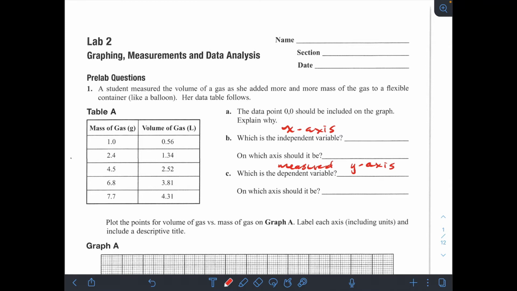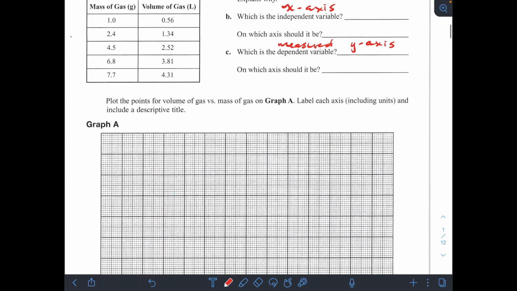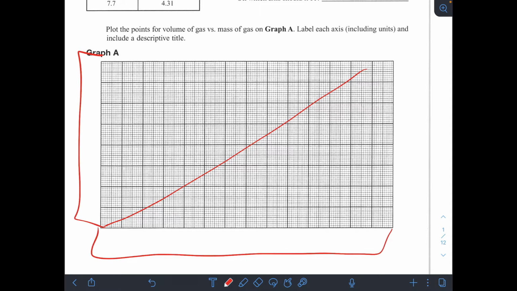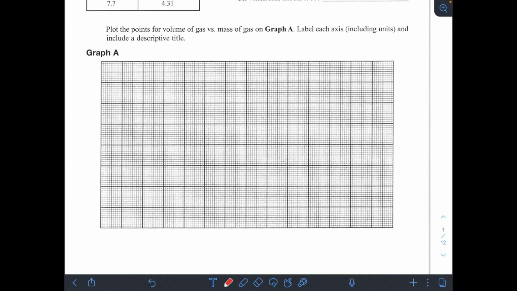All right, so looking at the information that you're given, it says that the student measured the volume of a gas. That means that the volume is going to be your y-axis, right? And the mass of the gas will be your x-axis, okay? Now looking at what you're provided with here, you're given a nice big piece of graph paper. So whatever your data happens to be, we want to make sure that it takes up most of this graph, right? So please don't try to put all of your data in a tiny little portion of the graph, right?